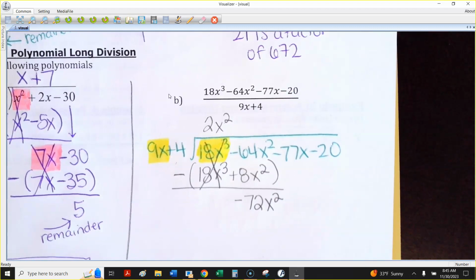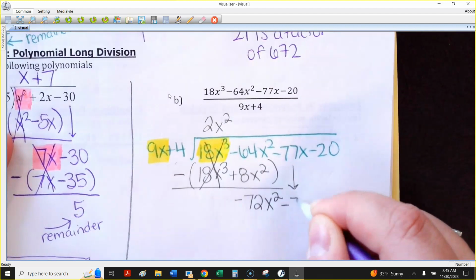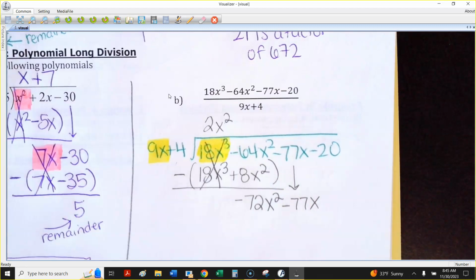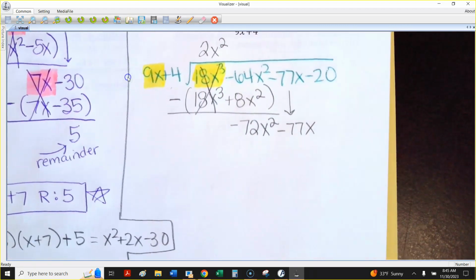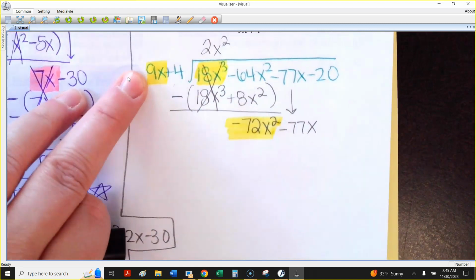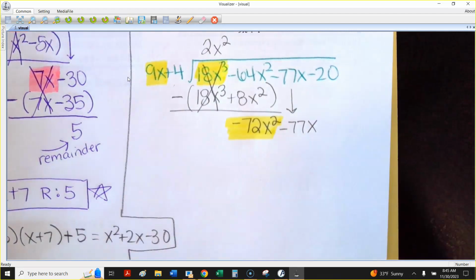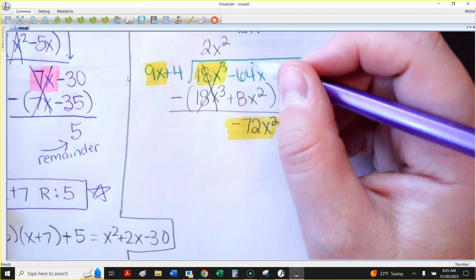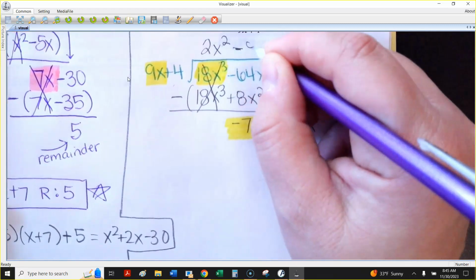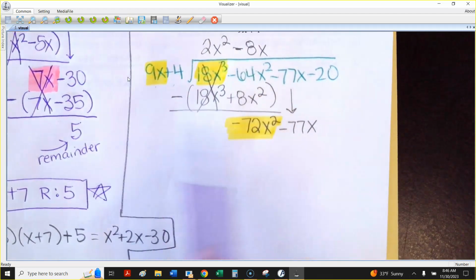Once you got that, just bring down the next, instead of the next digit, you're going to bring down the next full term when you're working with a polynomial. So I'm just bringing down that negative 77x. And then we'll just go through that process again. Okay, what would I multiply 9x by to turn it into negative 72x squared? Colton, what do you think? Say that one more time. Okay, good. I didn't hear you say the 8. Negative 8x.